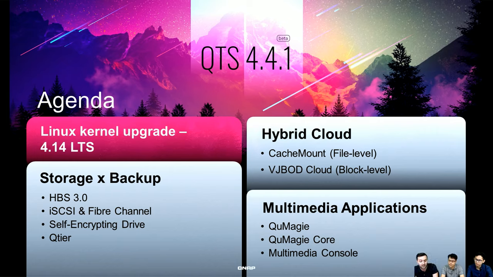We have Hybrid Backup Sync 3.0 already, iSCSI and Fibre Channel, the self-encrypting drive, and Qtier, which we already covered in some other shows in detail. And we have the hybrid cloud, the cache mount on file level, and the VJBot cloud on block level, which lets you combine private and public cloud. And also the multimedia applications with QMAGI, QMAGI Core, and the multimedia console. The QMAGI, we will talk about by the end of this presentation.